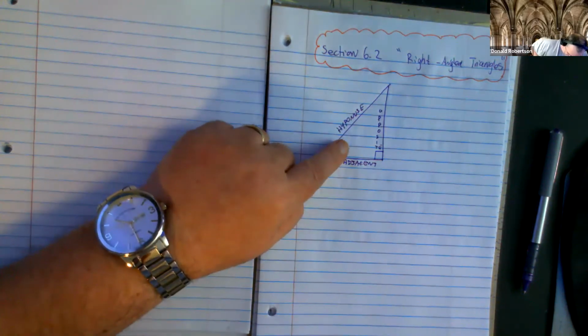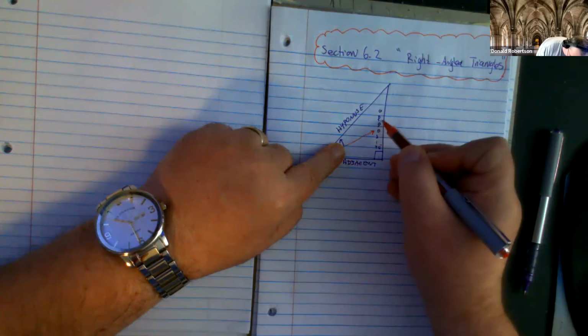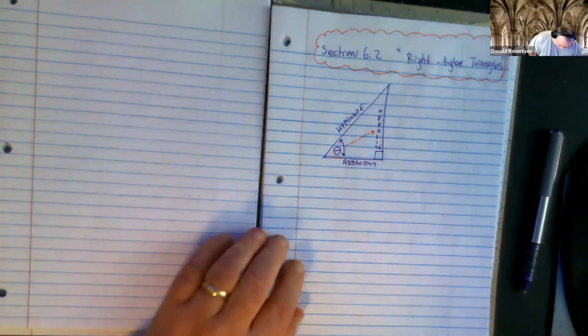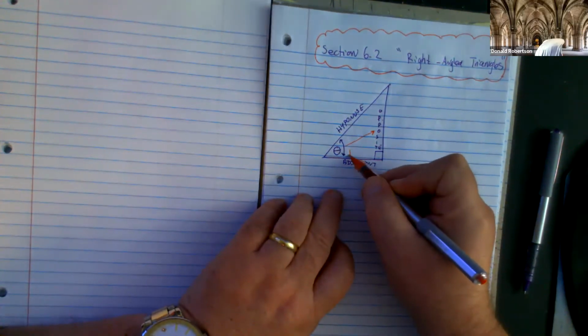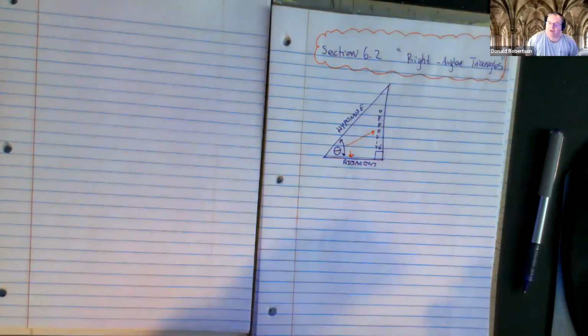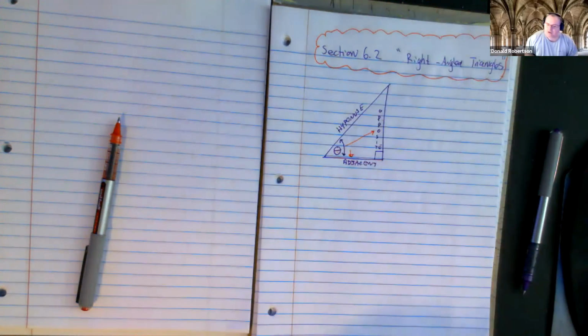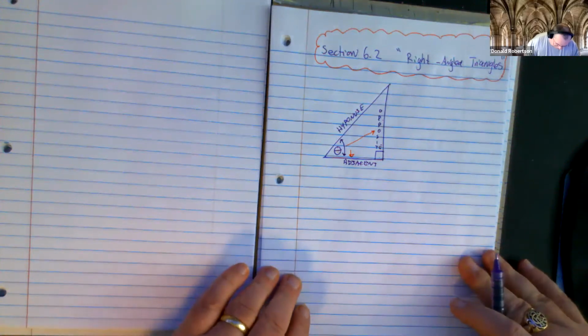Is this totally new for you? From this angle's perspective, the side that's opposite it, furthest away, is called the opposite. The one that's right next to the angle, adjacent to it, is called the adjacent. The long sloping one is called the hypotenuse. And that's how we would name the 3 sides of a right-angled triangle.